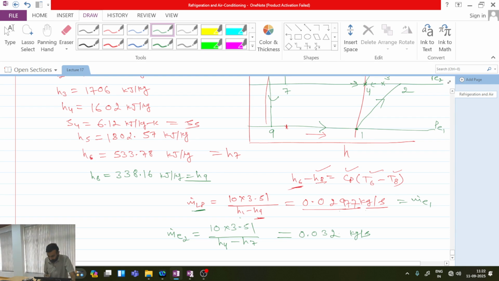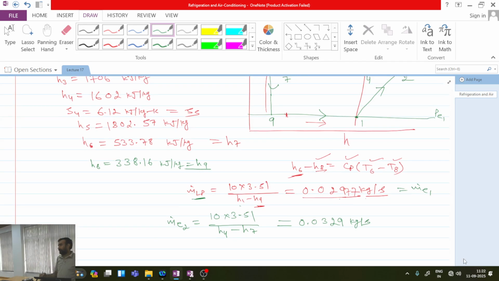My answer is 329, because it is 328.7. So if you round it off, it is 329. Okay. What else? Again, I need to calculate m dash also, because how is this block diagram?